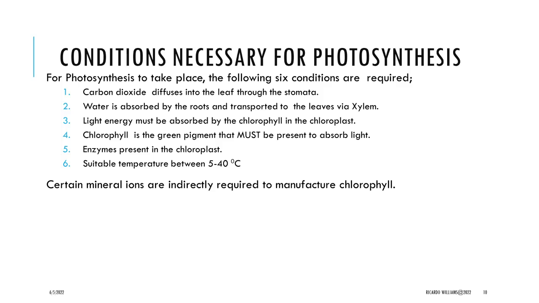You must have the enzymes in the chloroplast so that they can reduce the carbon dioxide using the hydrogen atoms to produce glucose. And finally, because you're using enzymes, enzymes operate in a specific temperature range. Therefore, if the enzyme is denatured or destroyed, then the reduction of the carbon dioxide to form the glucose will not occur, and therefore the process of photosynthesis will not occur as well. Okay, hope you understand that.